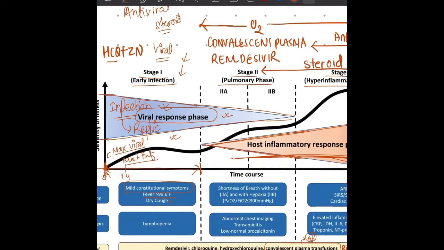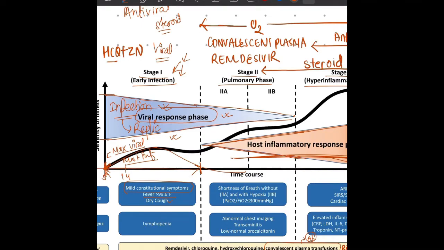Why? Because about 80% of the cases are going to pass through stage 1 and then resolve spontaneously, and hence wasting your drug like remdesivir or convalescent plasma in stage 1 of the disease, which almost every patient is going to get through, is a waste of opportunity and a waste of resources.